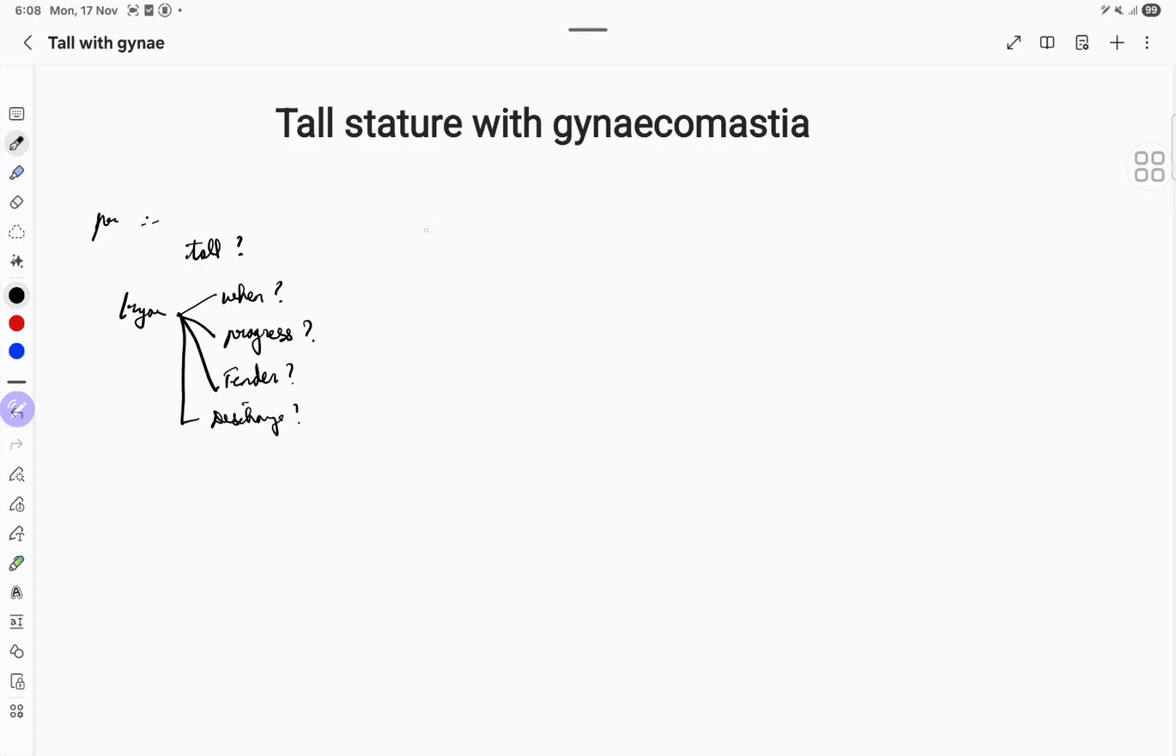Then go for a differential diagnosis for the causes of gynecomastia and tall stature. The four main differential diagnoses are hyperthyroidism, acromegaly, Klinefelter, then Marfan syndrome. Hyperthyroidism and acromegaly will be the cause of tall stature if the cause occurs before the epiphyseal fusion.